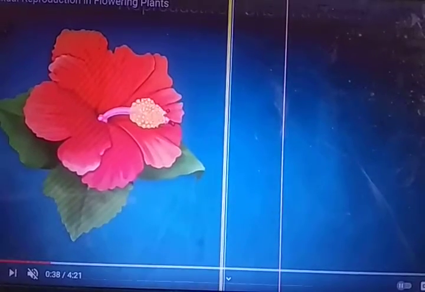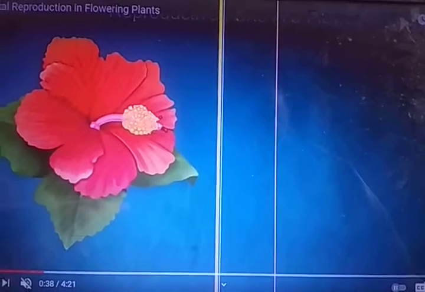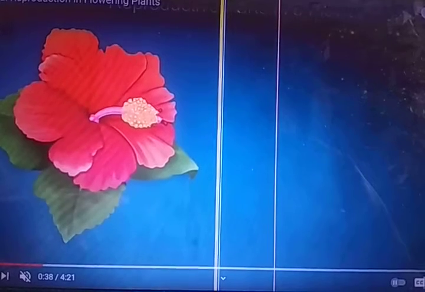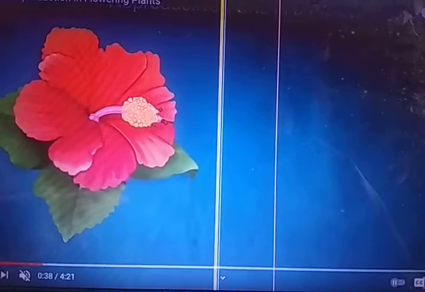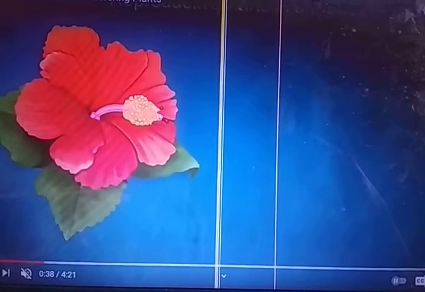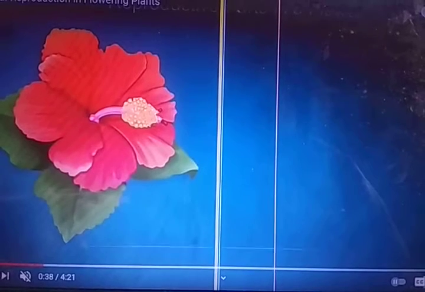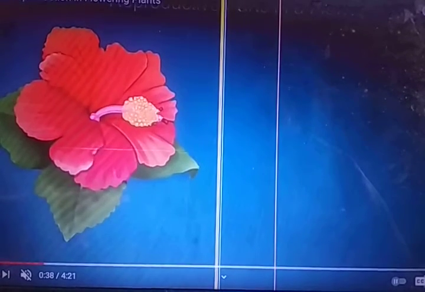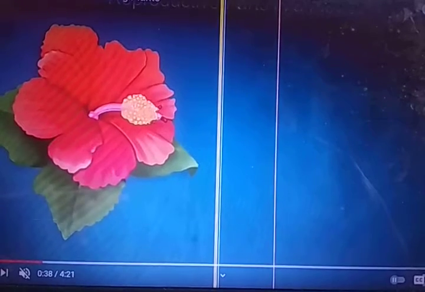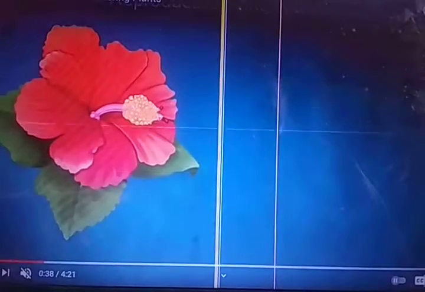Today we'll study the parts of a typical flower. Before that, we'll go back a little bit. A flower which has only one reproductive whorl, that is either androecium or gynoecium, is known as a unisexual flower, for example papaya and watermelon. And a flower having both reproductive whorls is called bisexual, for example mustard, tomato, including this hibiscus or China rose.